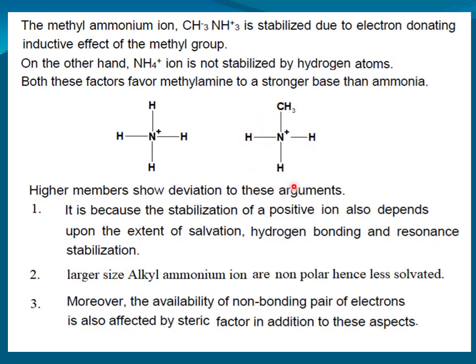The larger the size of the alkyl ammonium ion, the more non-polar it is going to become and hence the less solvated. Now students, if I am going to have greater, bulkier alkyl groups, it is going to make this non-polar because of the presence of hydrocarbon chains. And further, this positive charge is going to be restricted between these alkyl groups. The crowding of the alkyl groups is going to hide this positive charge, and that is why it is going to get less solvated. The molecules of the solvent cannot approach it. That is why it will be less solvated.